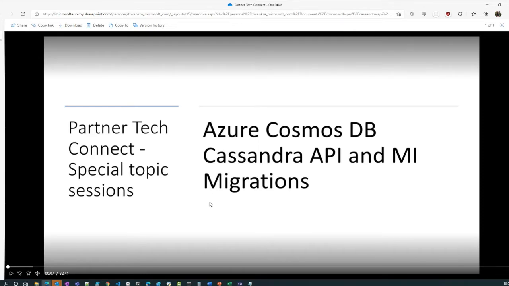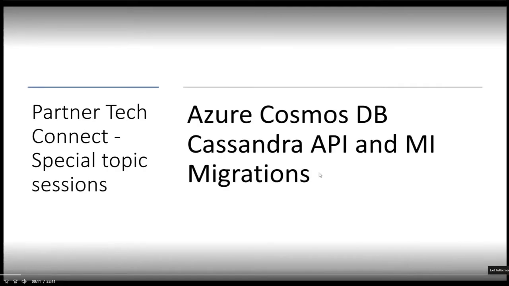So this month's topic for the session is Cosmos DB Cassandra API and MI migrations. And like I said, my colleague Theo has especially recorded this. So let's start, and please feel free to put your questions in the chat. The Cassandra API and MI migrations.